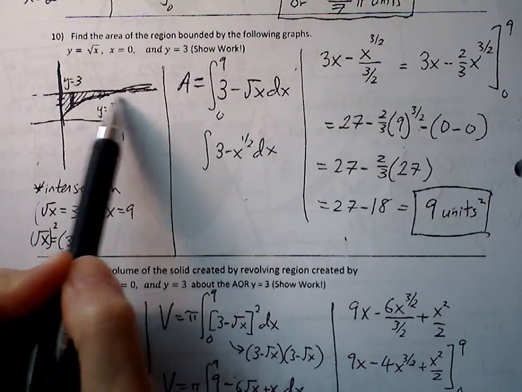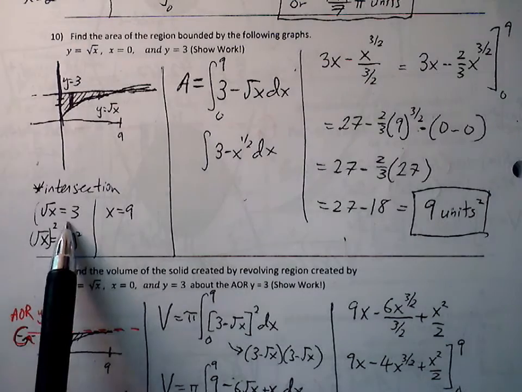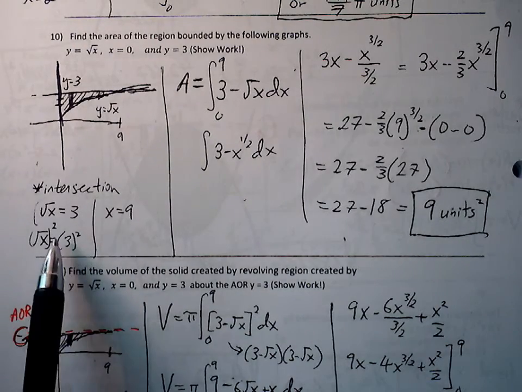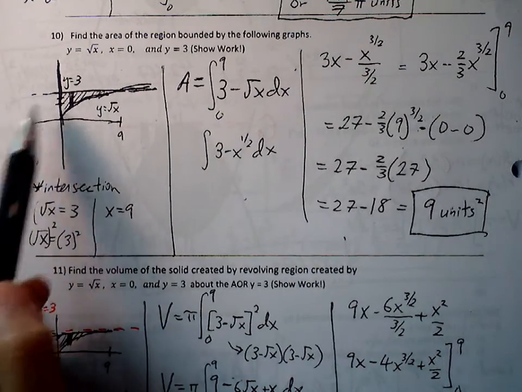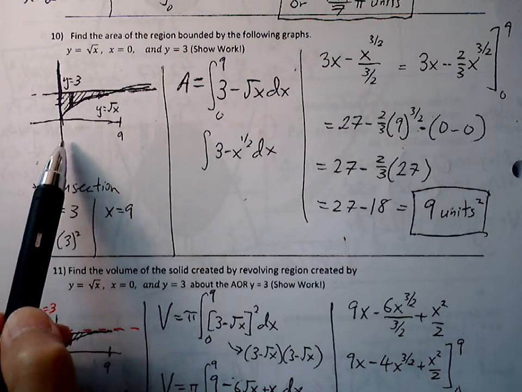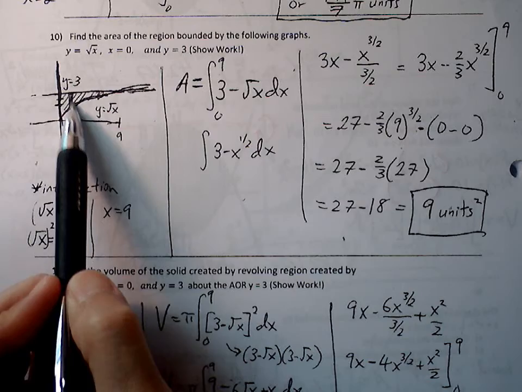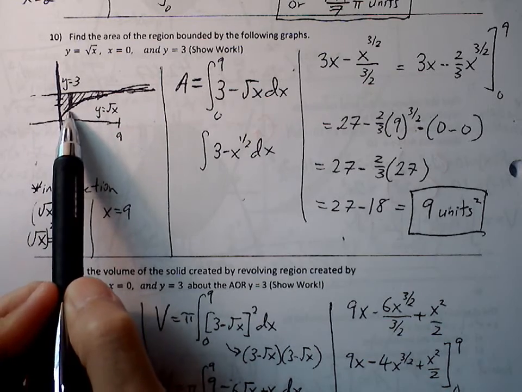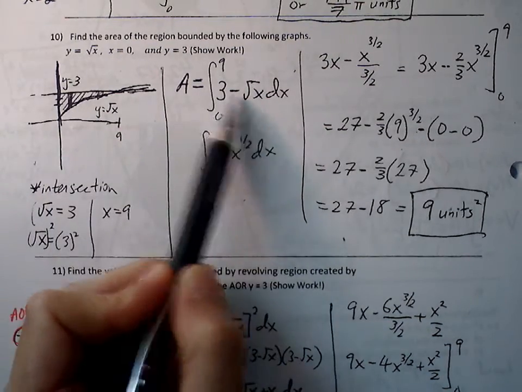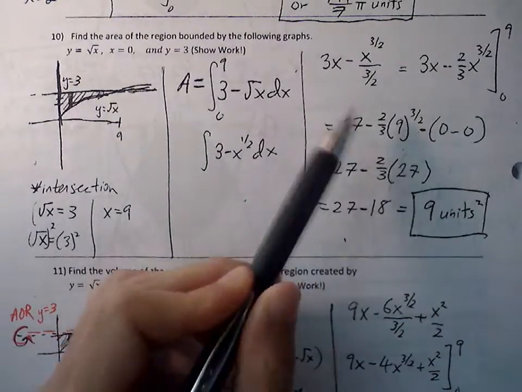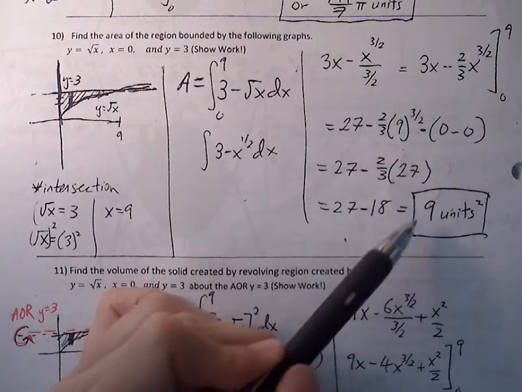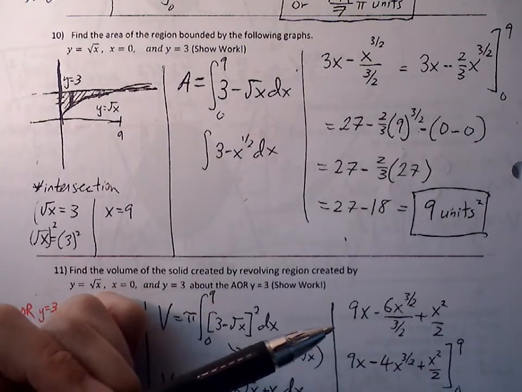So we set root x equal to 3, we square both sides, solve for x, we get x equals 9, our left bound is 0, and then we do top minus bottom. Top of my rectangle here is at the 3, the bottom is at the root x, so 3 minus root x, use power rule, or plug in the calculator, we get 9 square units.